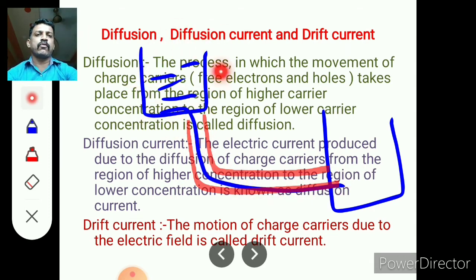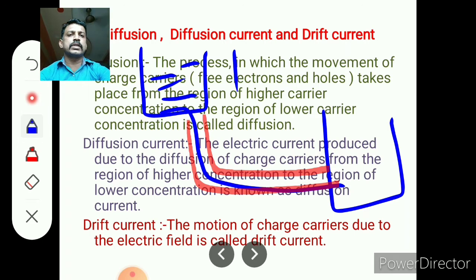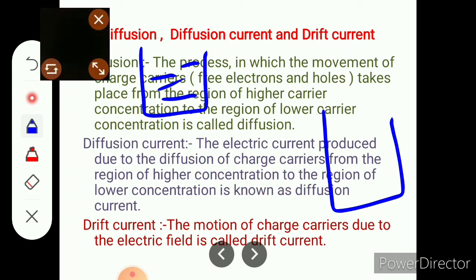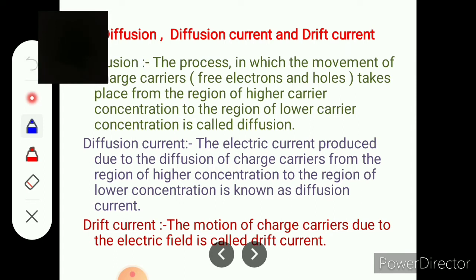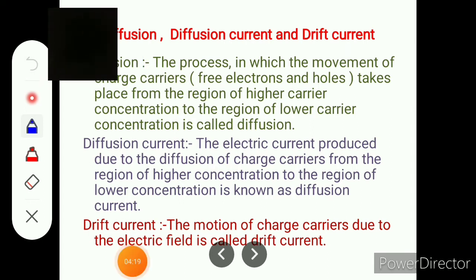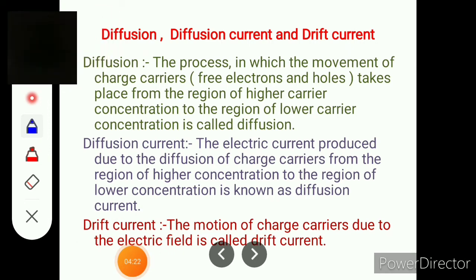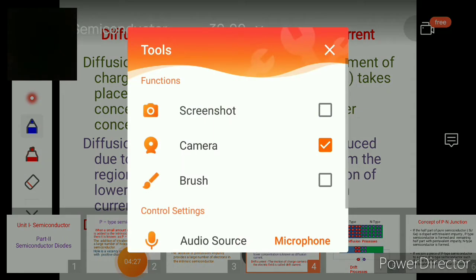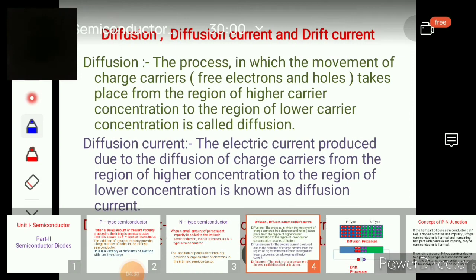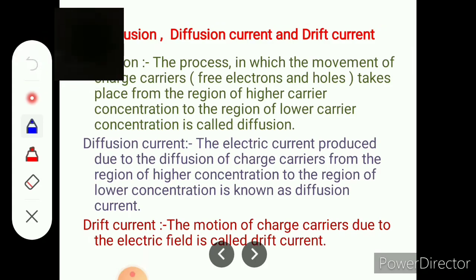Here more water is present, so water means charge carriers, present at a higher level. Therefore here we consider this is positive, and here fewer charge carriers are present, so here we consider it is negative. In this way, diffusion is the process where the charge carriers move from higher concentration to lower concentration. Such a process is known as the diffusion process.